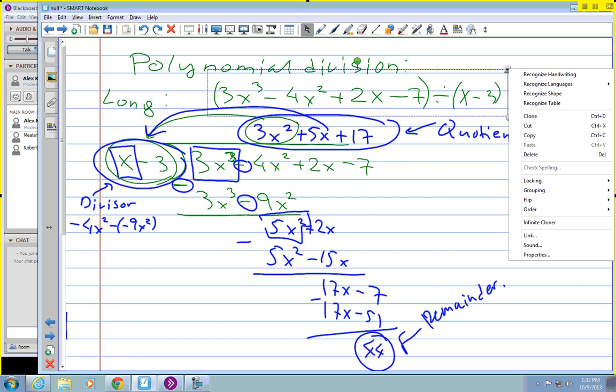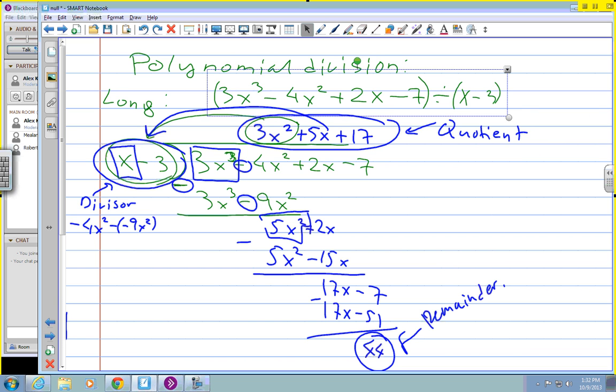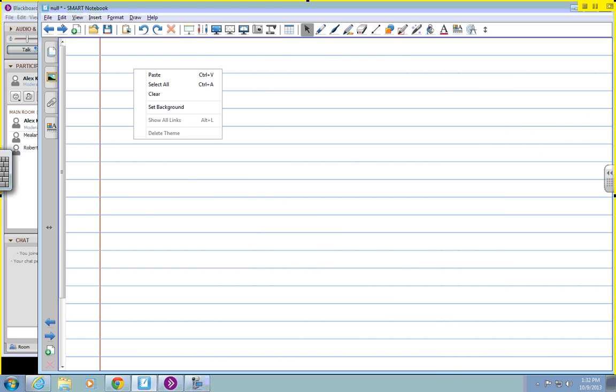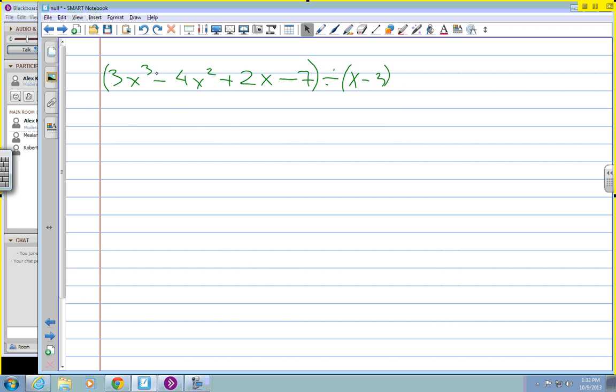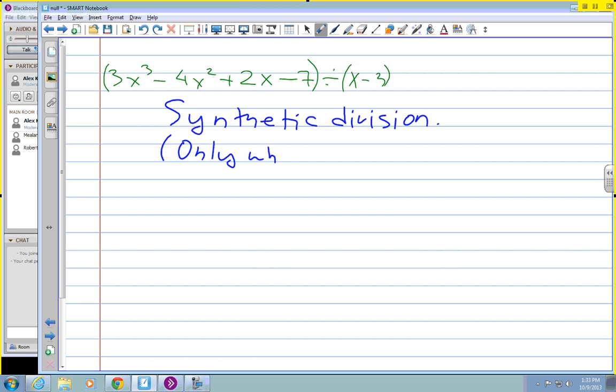I'm going to take the same problem. So there is another way. It's called synthetic division. It only works when dividing by linear terms, because when we start dividing by nonlinear terms, synthetic won't work anymore. So only when dividing by linear terms. The divisor has to be linear.